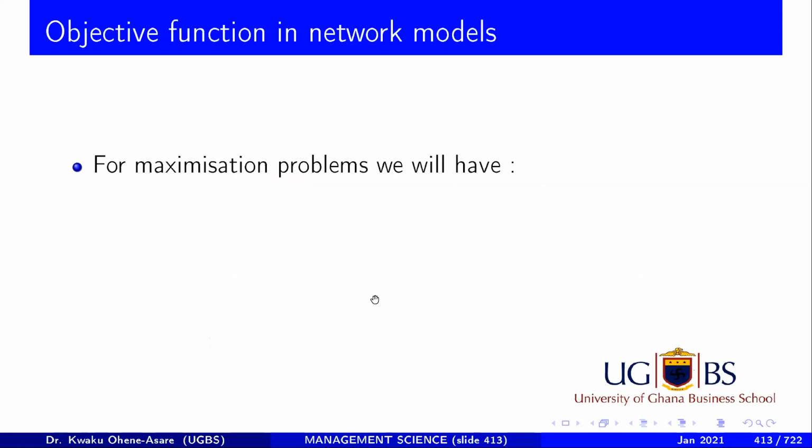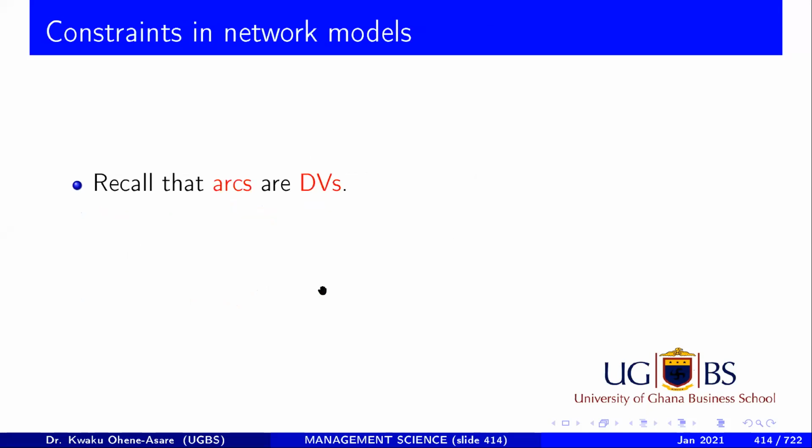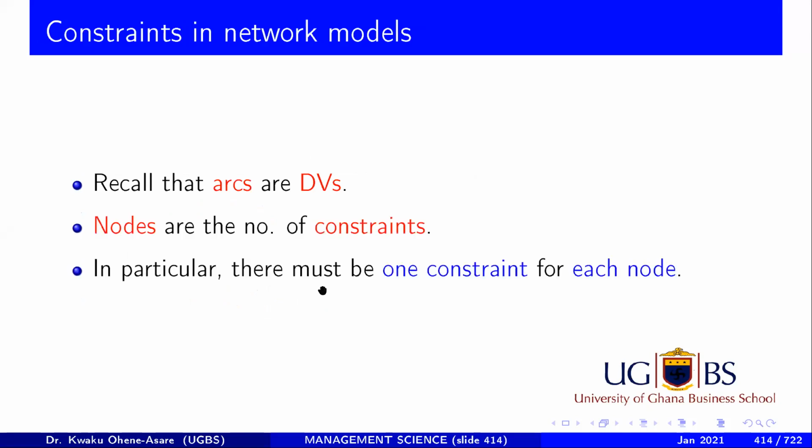For maximization problems, this is what we are going to have. We are going to maximize the cost multiplying the decision variables, just like I said, and then you sum them. You can remember that in my own example, I was summing them. That's a maximization. For minimization, we're going to minimize the cost or the money or the distance or the penalty multiplying the decision variables. So remember the X's are the decision variables, the nodes are the constraints. In particular, there must be one constraint for each node.